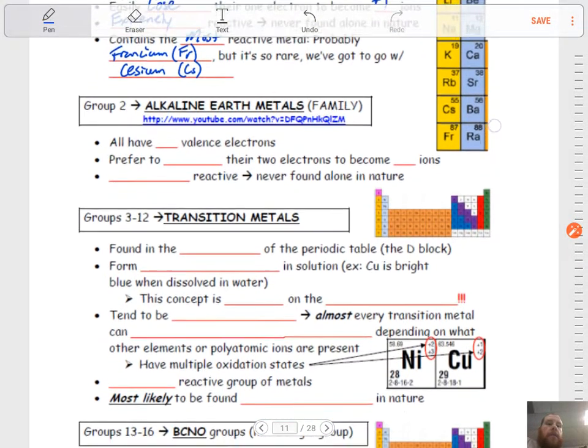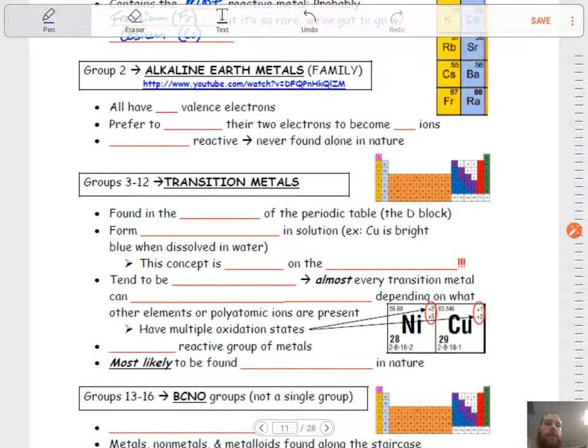So those are the alkali metals. Group 2, we've got the alkaline earth metals, again, family. They all have 2 valence electrons. They prefer to lose their electrons as well. Again, think, is it easier to lose 2 or gain 6? It's definitely going to be easier to just lose those 2. Okay, so they lose their 2 electrons. They also become positive ions. They're going to be +2 ions because they're losing 2 this time. And they are fairly reactive. They're not as reactive as the alkali metals. They're a little bit reactive, but they're never found alone in nature.